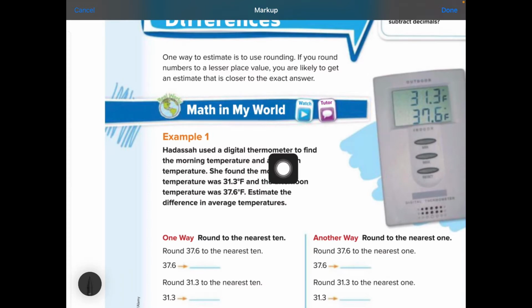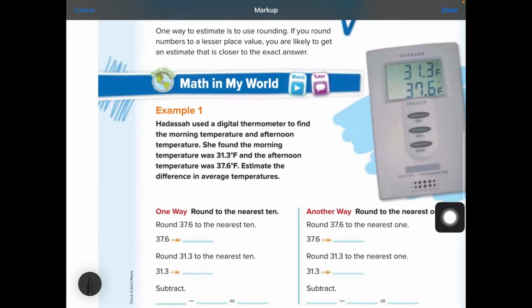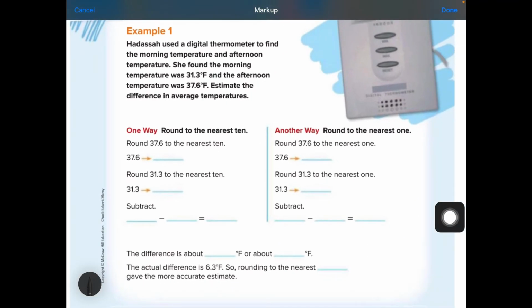Hadassah used a digital thermometer to find the morning temperature and afternoon temperature. She found the morning temperature was 31.1 Fahrenheit and the afternoon temperature was 37.6 Fahrenheit. Estimate the difference in the average temperatures. Okay, there's two different ways we could do this. We're going to talk about this way first and then this way second.